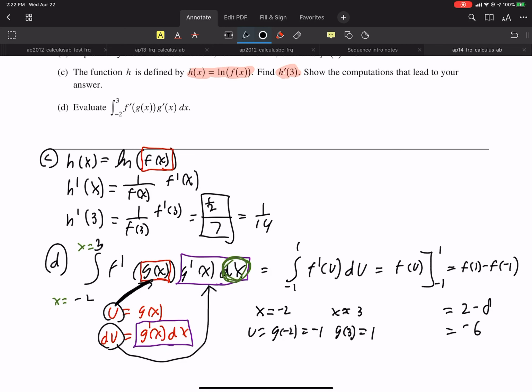That is it. Hopefully that problem wasn't too bad. Just make sure you follow the steps, understand the concepts that are going on, and apply the basic rules that we know. All right, that's it for number 5. Off to number 6.